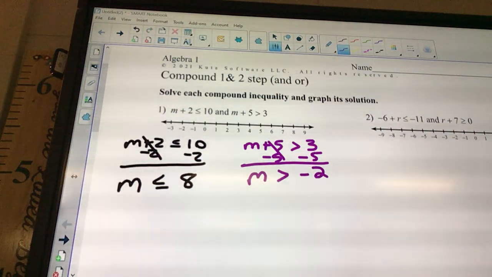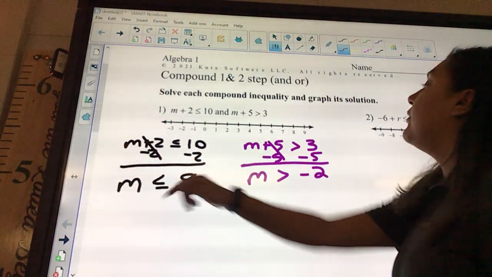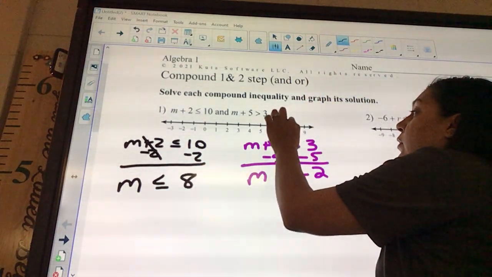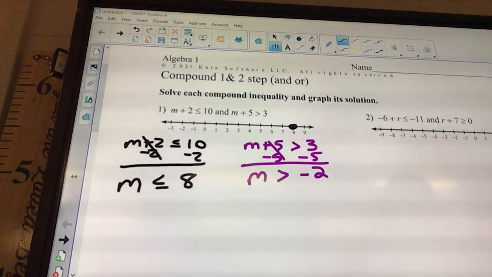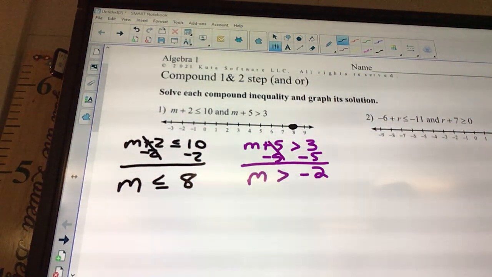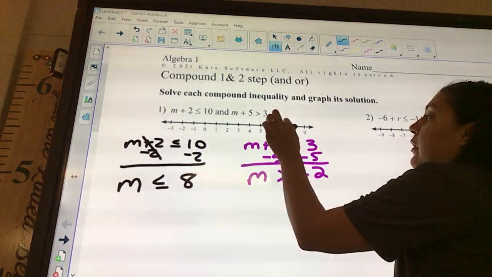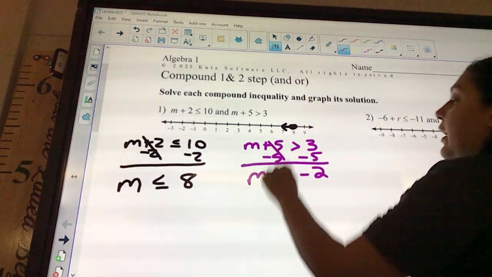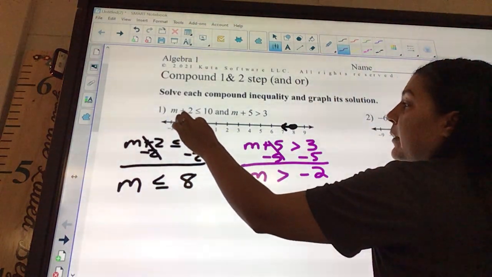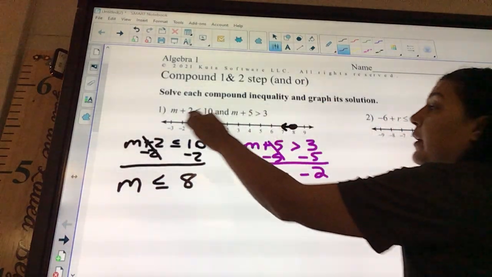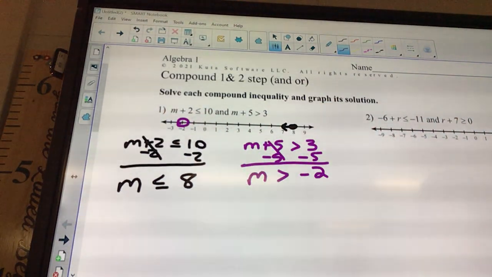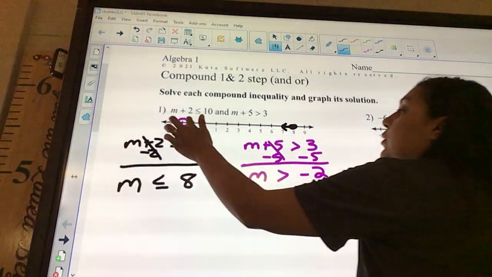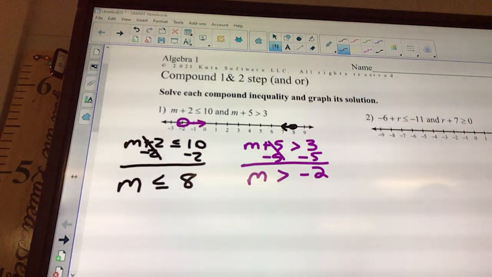Okay, so those are our two inequality answers. So if we look at the 8, should the 8 be open or closed? Closed. Okay, and it says m is less than, so which way is it going to go? To the left. And I want you to just draw a little tiny arrow until we can see what's happening here. Okay, and then on the other one I got negative 2. Is it going to be open or closed? Open. And this says m is what? Greater than, so which way is it going to go? To the right.